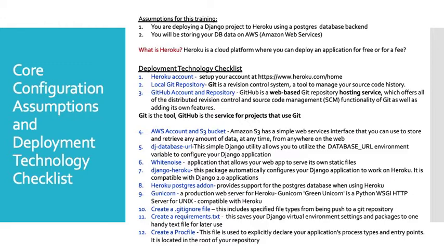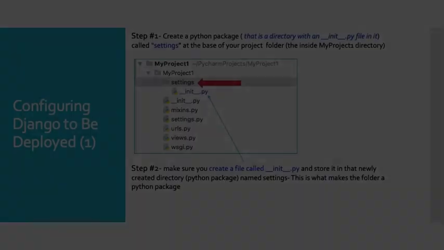And finally, your Procfile. This file is used to explicitly declare your application's process types and entry points. It's located at the root of your repository where you would have your manage.py file.